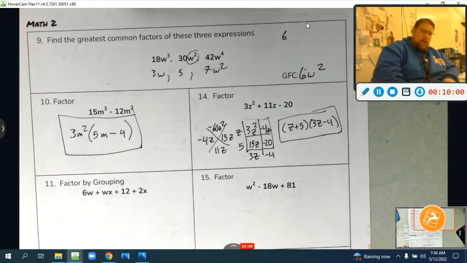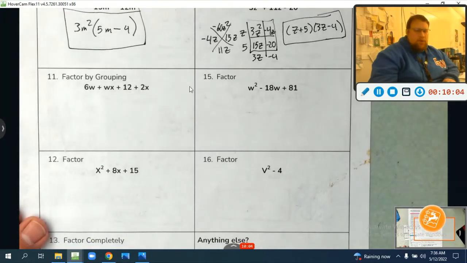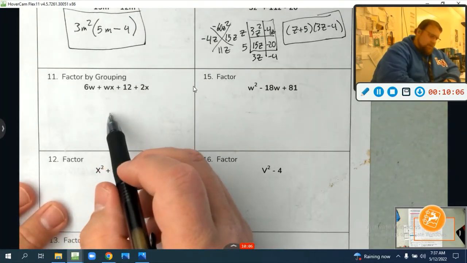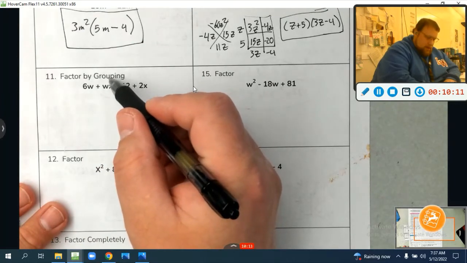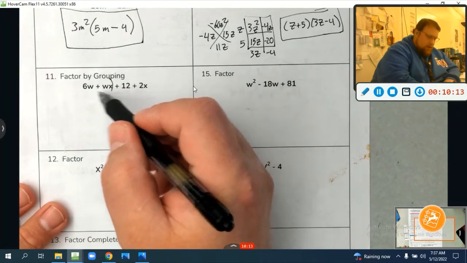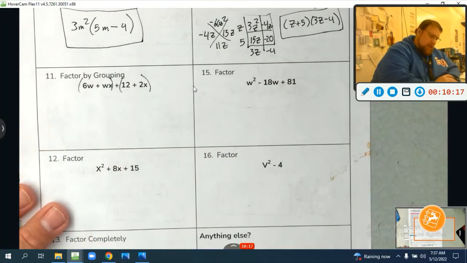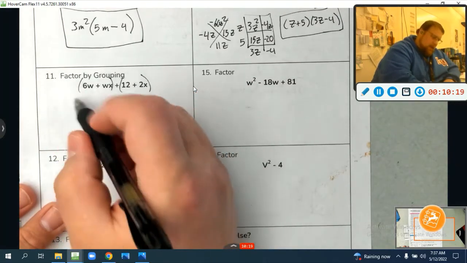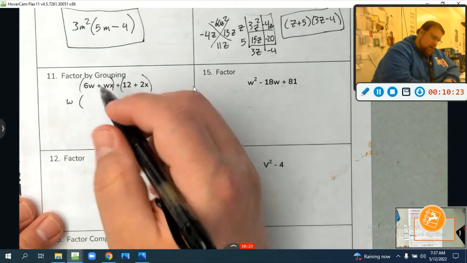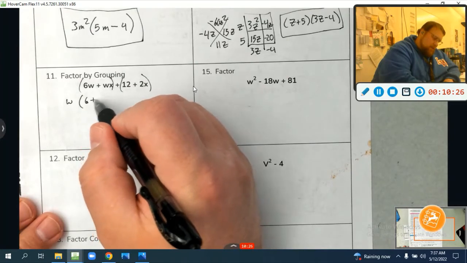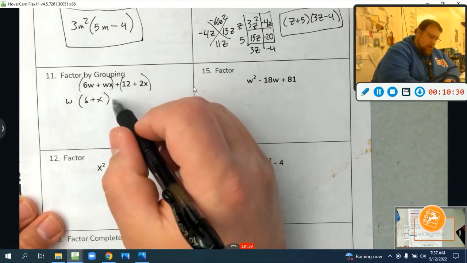All right. This next one, I would say, is one of the more challenging. I'm looking at grouping here. There's different ways you could look at this, and I don't know if it's always going to work, but let's find out. So if I group it like that, what can I take out? I can take out a W. And what am I left with in here? I'm left with 6 plus X. Okay? I think this might just work.